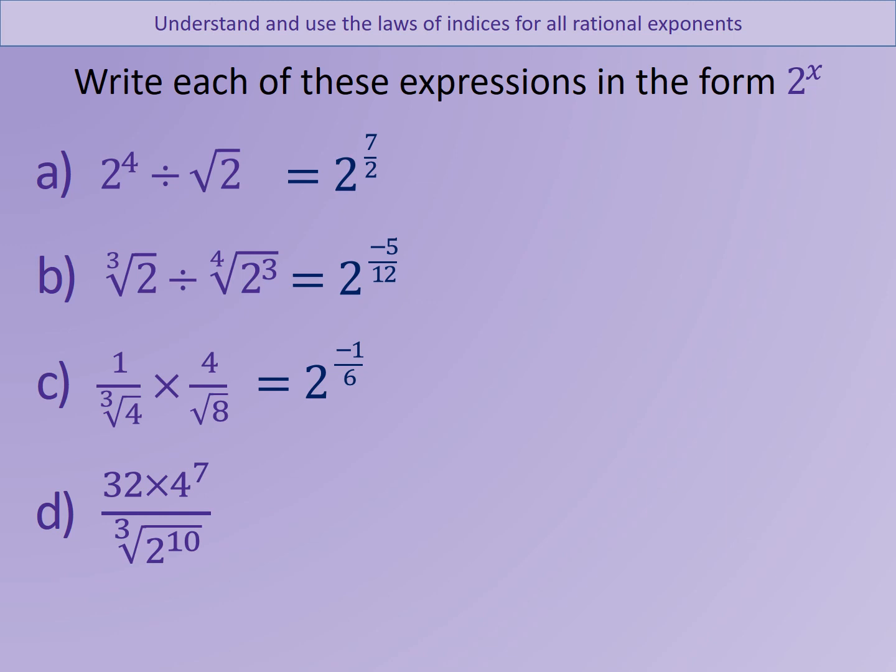And then on the bottom of the fraction, you've got the cube root of 2 to the power of 10, which can be written as 2 to the power of 10/3. And then when you divide the numerator by the denominator, you take the powers away and you end up with 2 to the power of 47/3.